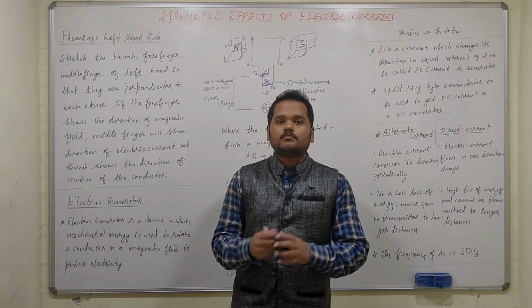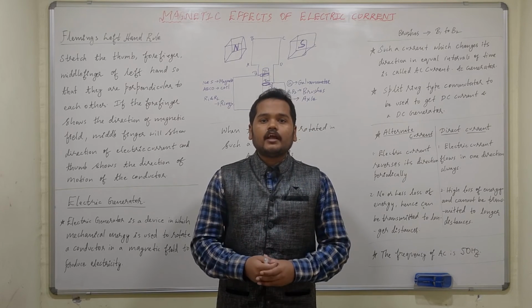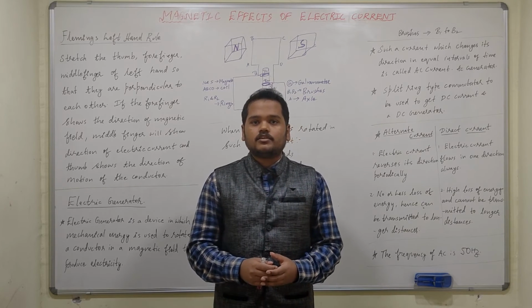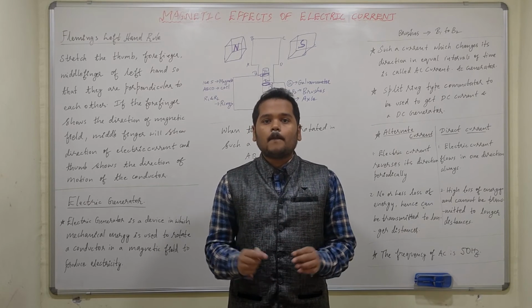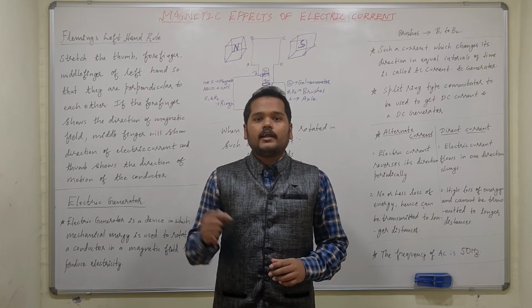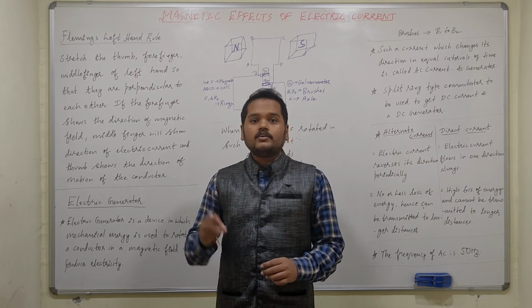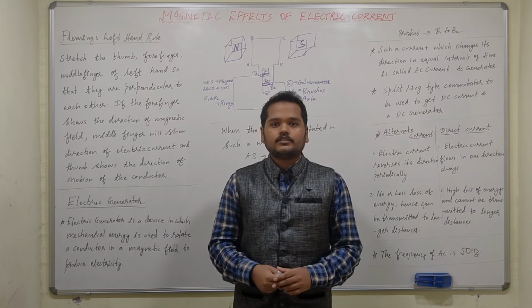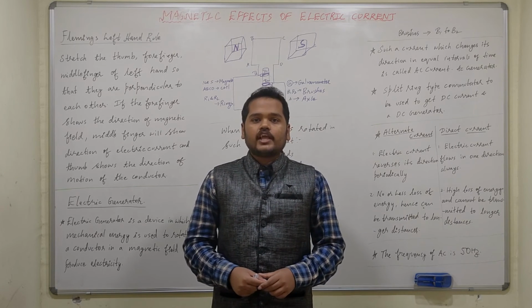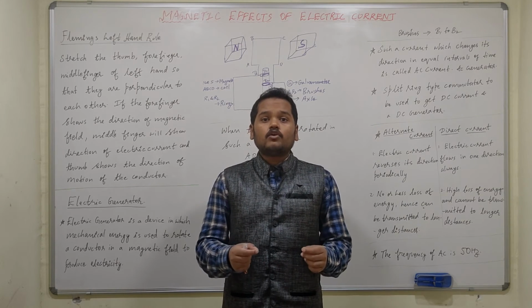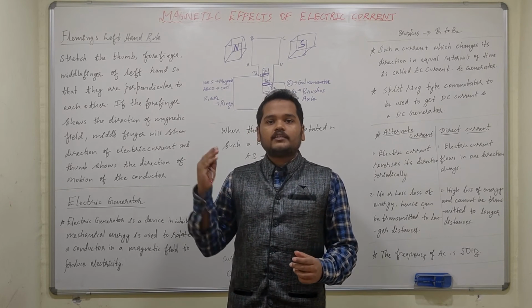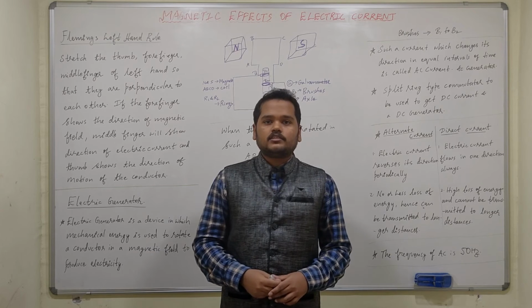What are the differences between both? AC current, as you have already known, is a current which reverses its direction or changes its direction periodically. But direct current is a current which flows in one particular direction. The advantage of AC current is that it does not lose more energy, so it can be transmitted through longer distances.